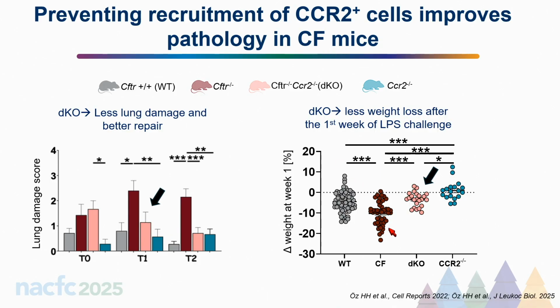And this is another piece of data that really led us to scratch our heads and was totally unexpected. They are not just doing better when it comes to lung damage, but also in general, they are doing much better. Here, I'm showing the weight loss of those animals in response to LPS. CF animals lose more weight during any type of stress that you give them. But in the CCR2 knockout background, they are doing much better. So there is a lot to learn about how inflammation may impact the whole well-being of the animal.